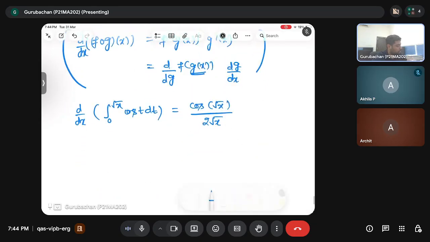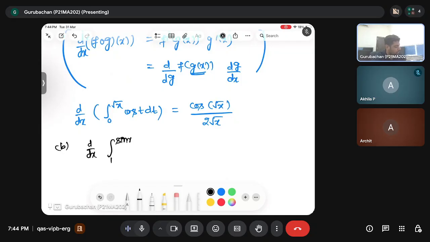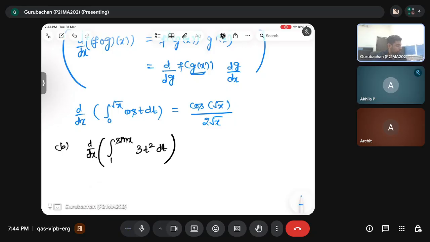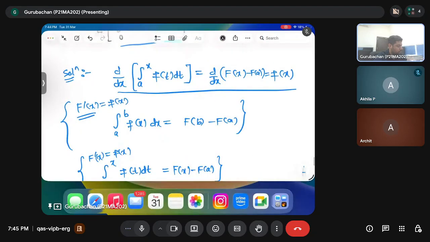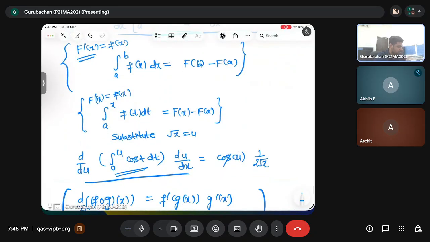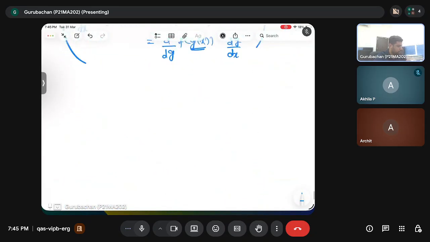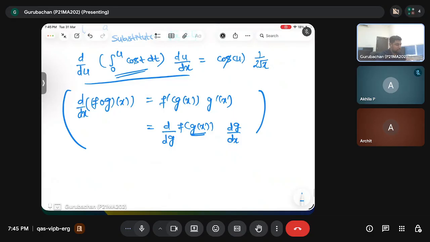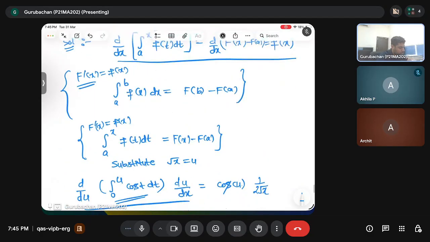Now let me give you one similar illustration. d over dx of the integral from 1 to sin x of 3t square dt. Quickly tell me its answer.